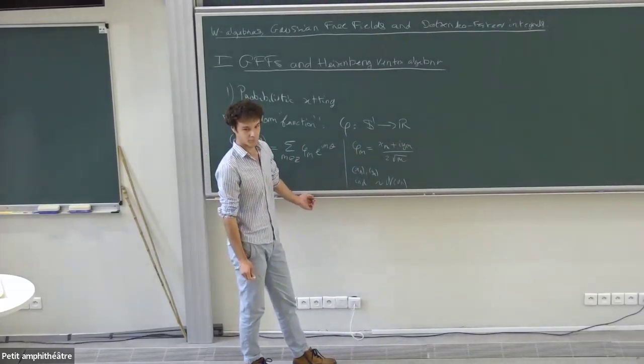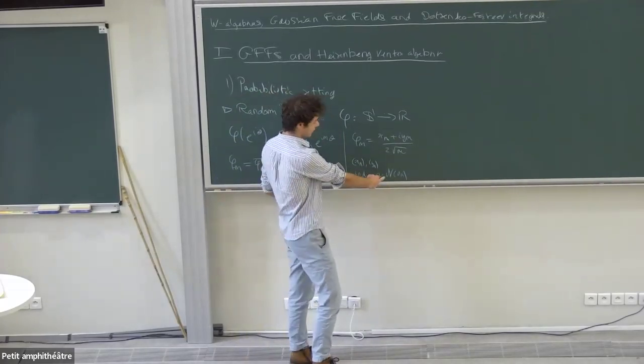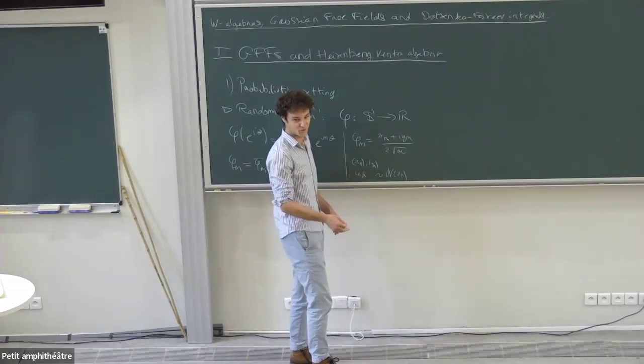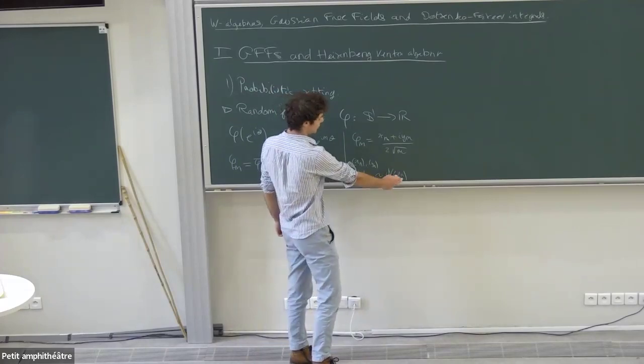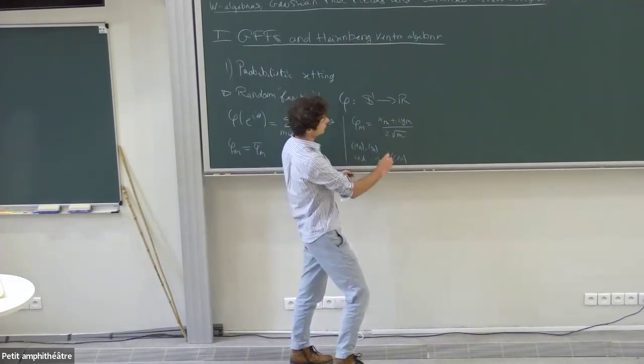Sorry, what was the last line? This thing? Yeah. It's just saying that it's a Gaussian, like the usual Gaussian random variable. This means that the mean is 0 and the variance is 1.